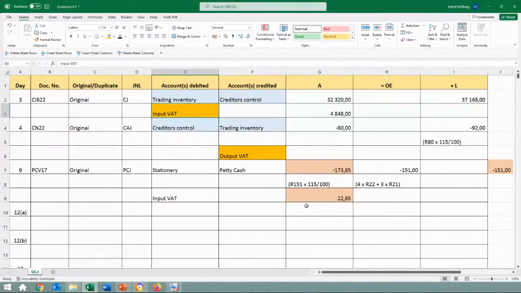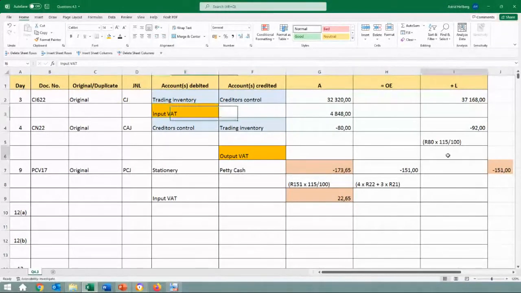Okay, let me repeat that. Output VAT: asset, owner's equity, or liability? A liability, yes. Thank you, Refilware. Okay, now we know we've got 80 for trading inventory. We've got 92 for liabilities.